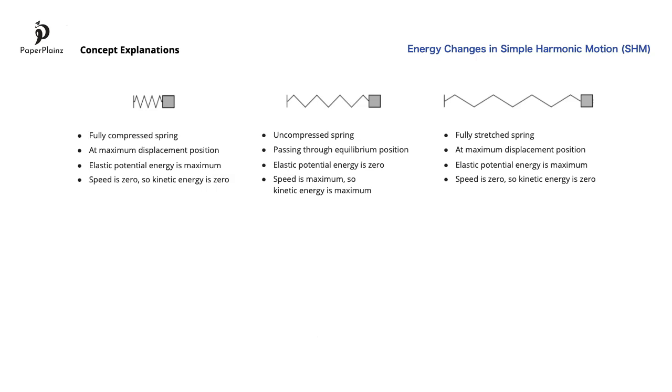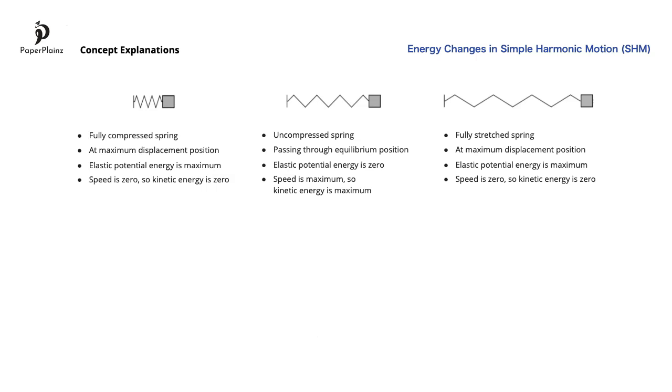So when an object oscillates on a spring, assuming that there is no friction, elastic potential energy is converted into kinetic energy, and then kinetic energy is converted back into elastic potential energy. These conversions repeatedly happen while the object oscillates.